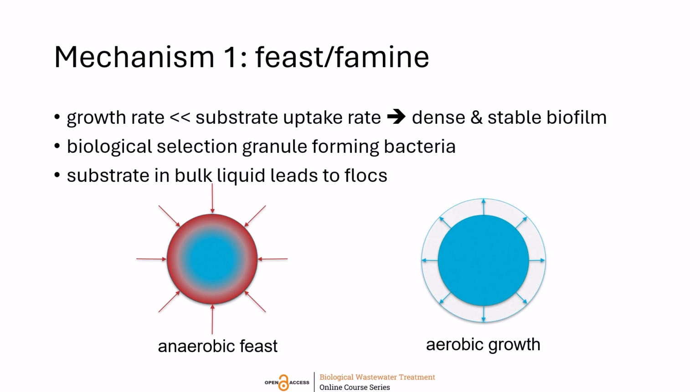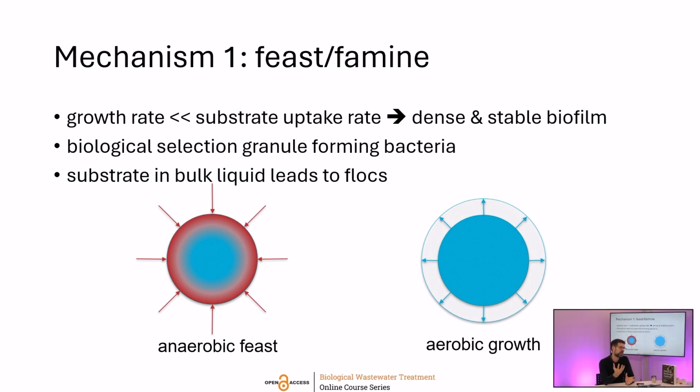The first one is really the feast-famine process. That's already known for years to be important. You have to have a feast. The granules take up a lot of substrate, an abundance of it, and then a famine period where they don't get fat, but they burn their bacterial fat, the PHA, and grow on it. And that is really an important process to grow those granules.